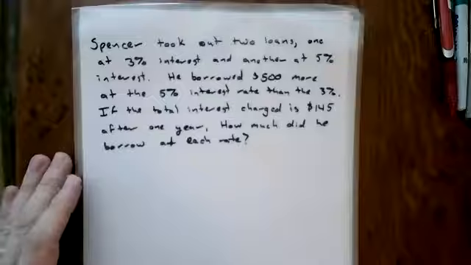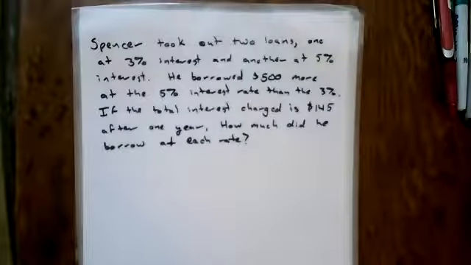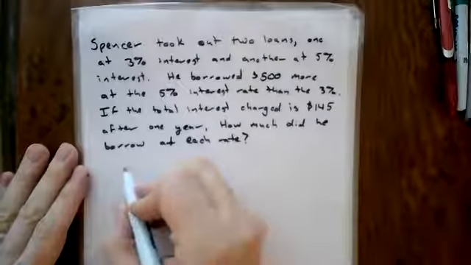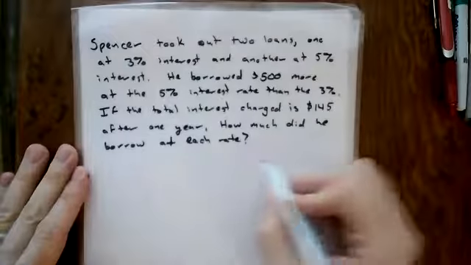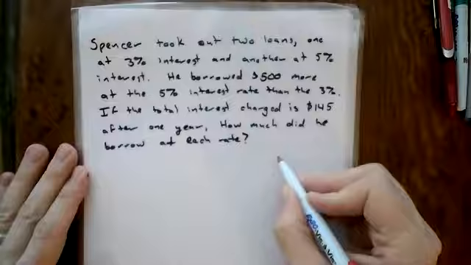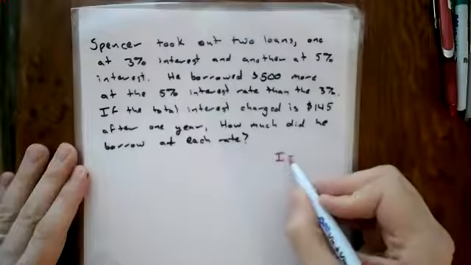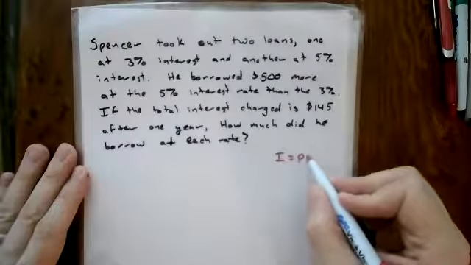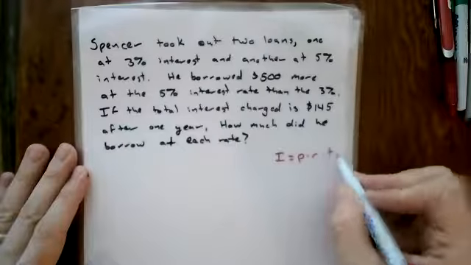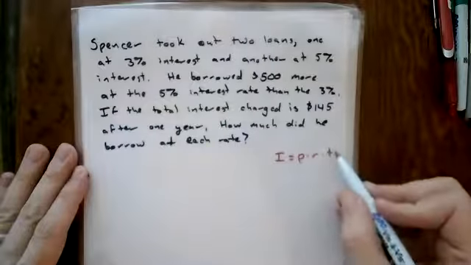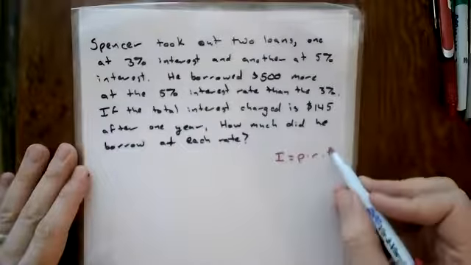When I do a question like this, I usually will start with two pieces of information. I'm going to need to know my interest, and I'll use my interest equation. Interest is equal to the principal times the rate times the time. Since my time is 1 year, I'm not even going to bother to put 1 in, because I'm just going to be multiplying by 1.